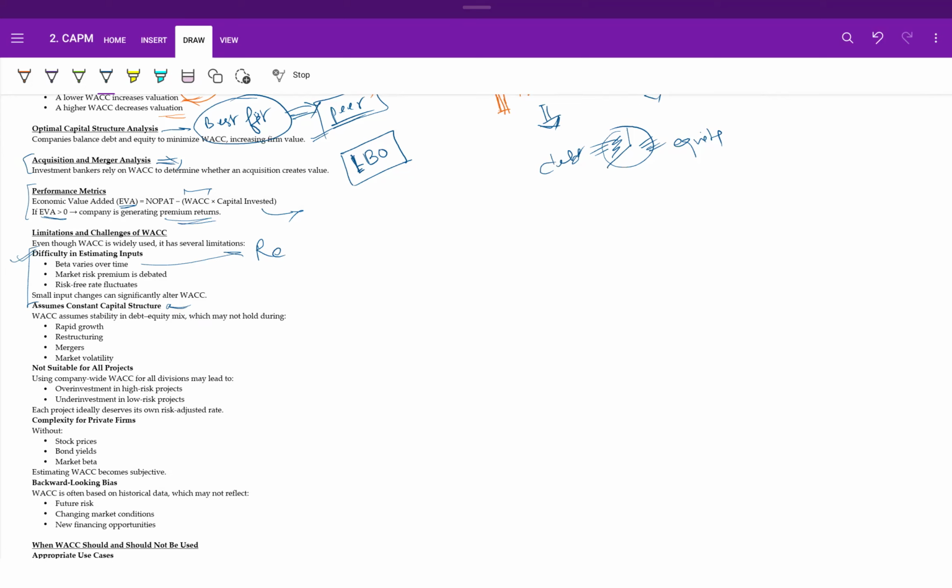Then, it's not suitable for all projects. So WACC is not suitable for all projects. Using one weighted average cost of capital for all divisions may lead to overestimation in the risky divisions and underestimation in the safe divisions. Each project ideally needs to have its own risk-adjusted rate.